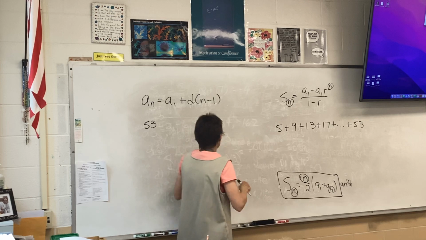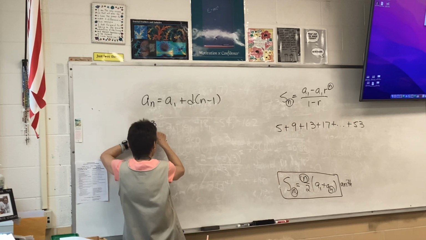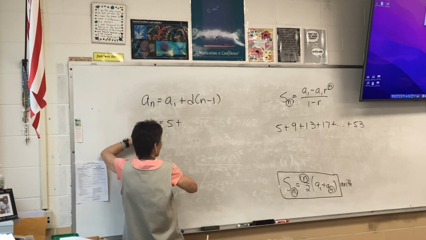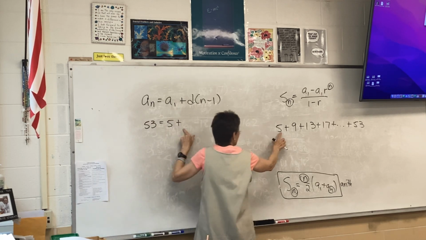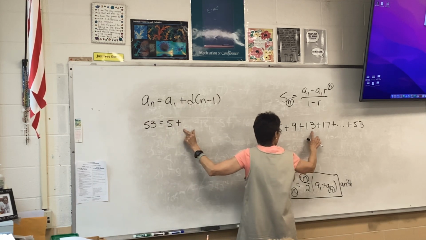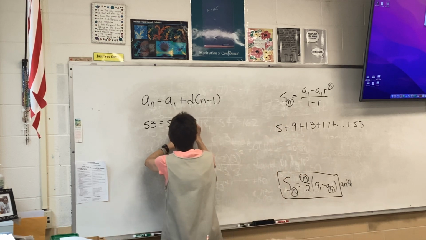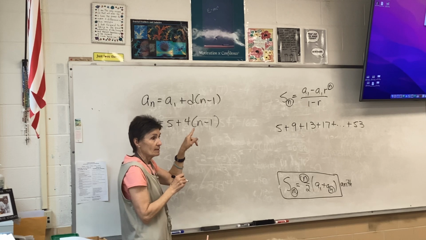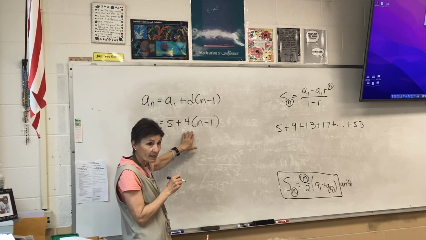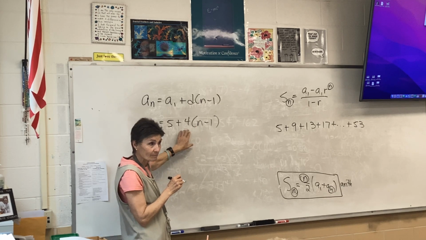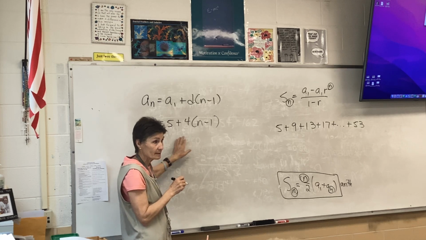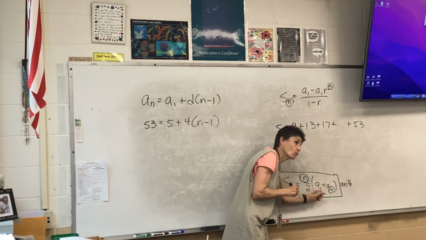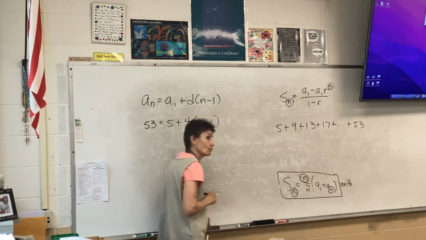So my formula says 53, the last term, equals the first term plus the common difference. What's our common difference? 4 times n minus 1. Now, am I gonna be able to figure out n? From here, can I figure out n? Yep. And as soon as I know n, I'll plug it back in this formula and I'll be home free.